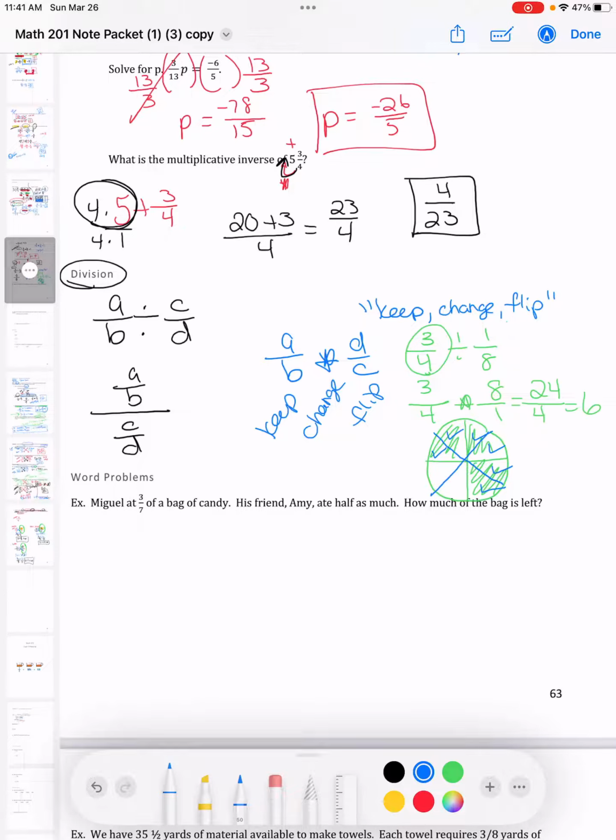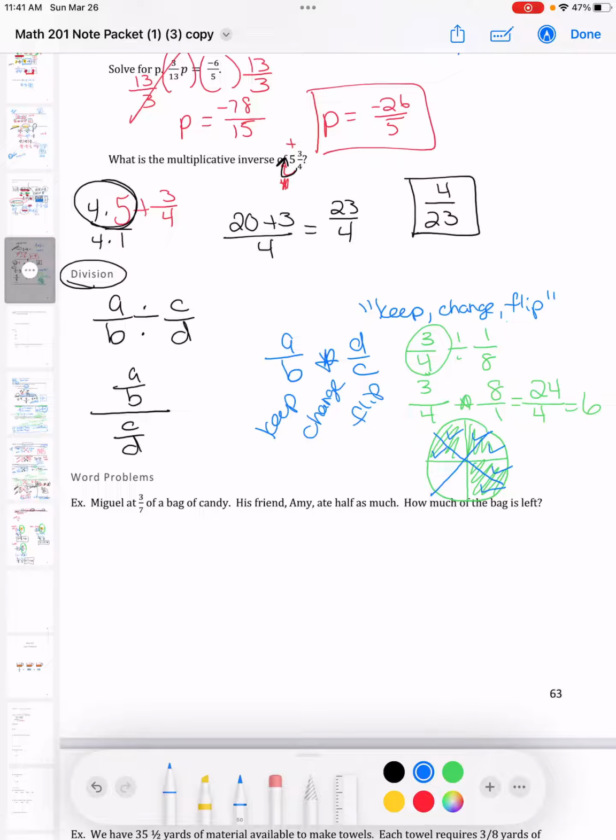Let's look at some word problems that involve all these different types of operations on rational numbers. We had a similar problem to this first one about eating a fourth of a bag of jelly beans and half a bag of jelly beans in our last section. So Miguel ate 3/7 of a bag of candy. His friend Amy ate half as much. How much of the bag is left?